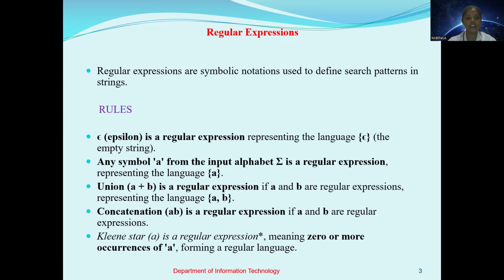Next one is the union. Within brackets, A plus B is a regular expression if A and B are regular expressions, which represents the language A comma B. Next one is the concatenation. AB is a regular expression if A and B are regular expressions. Next is the Kleene star. A star is a regular expression, zero or more occurrences of A, forming a regular language.